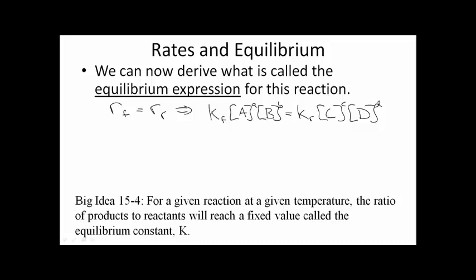Now, these K's are constant values, right? So if I get both K's on one side of the equation, that means I'll have a constant, right? So if I divide both sides by KR, all right, so I have KF over KR equals, and then I'll do the other part in my head.